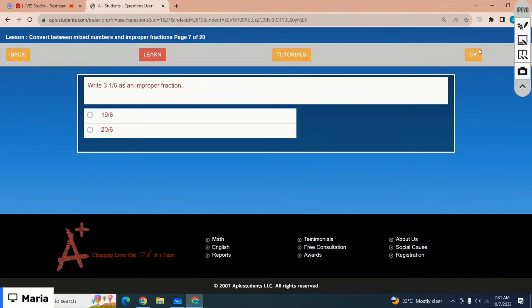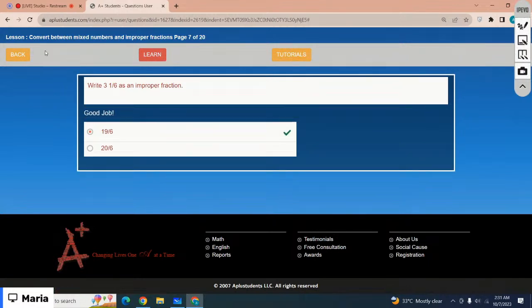Write 3 whole 1 over 6 as an improper fraction. The correct option is 19 over 6, right? You need to do 3 times 6 and add 1. So that would be 19 over 6. The correct option is 19 over 6. Okay, you can complete the lesson by yourself later today. Let me move on to the next lesson.